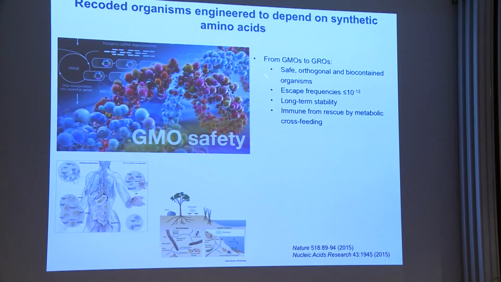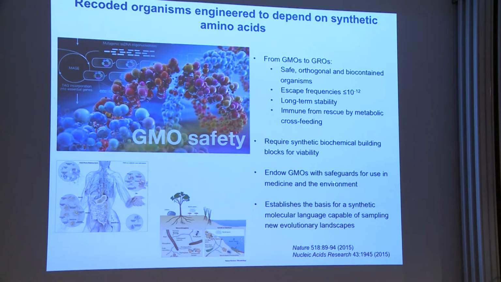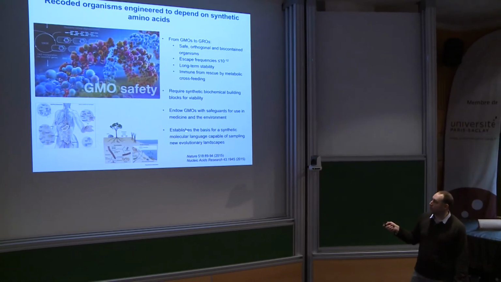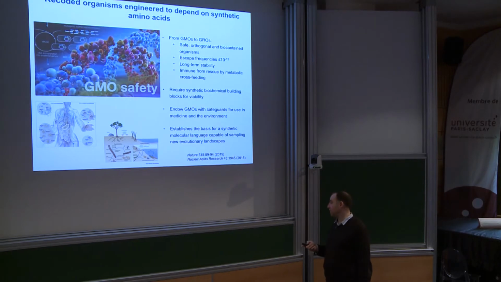So looking ahead, we really think about these recoded organisms as a new type of GMO that really addresses safety concerns. They're stable, and most importantly, they're immune to rescue by metabolic cross-feeding, which has compromised many types of biocontainment strategies prior to this. What's interesting about this particular work is that by creating these dependencies on synthetic amino acids, it really requires these new types of synthetic biochemical building blocks for viability. And what's really exciting for us is, could this establish a new basis for a synthetic molecular language capable of sampling new types of evolutionary landscapes?